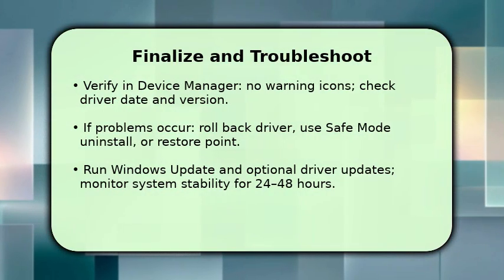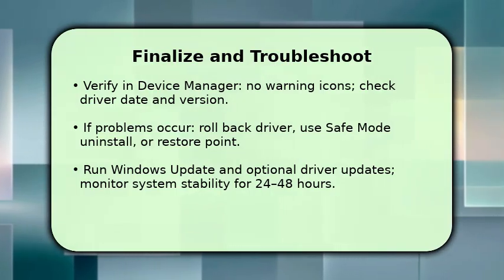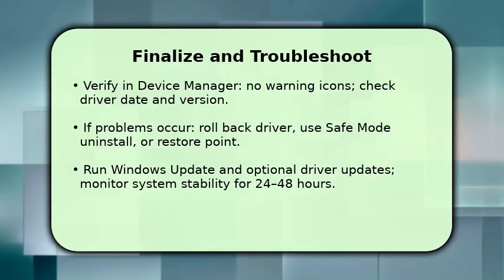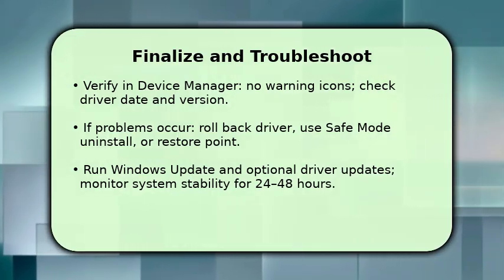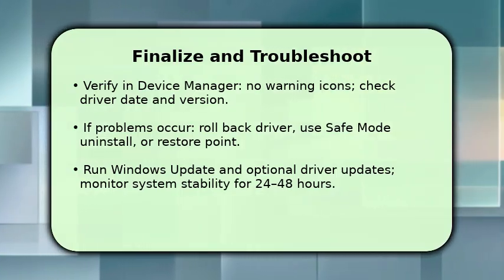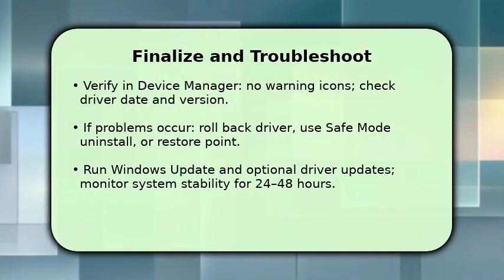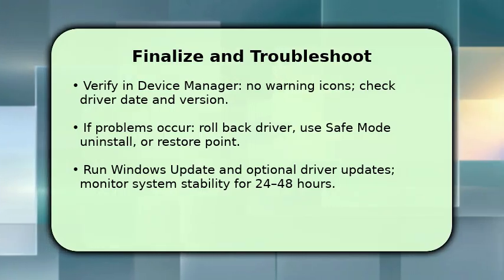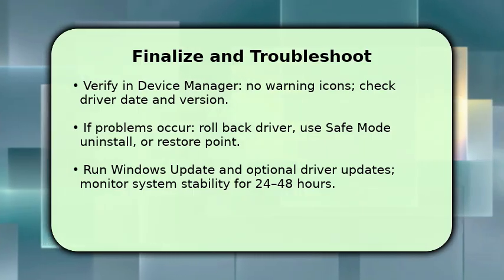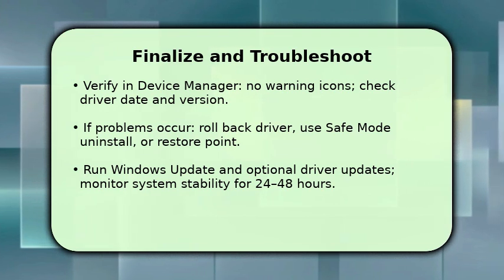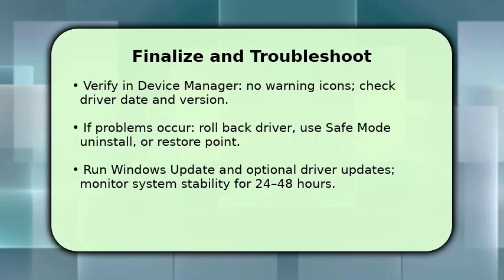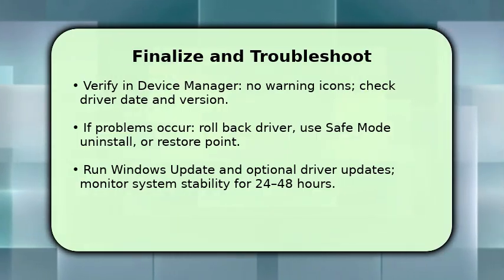Finish by verifying and addressing any issues so your system is stable. Open Device Manager and confirm warning icons are gone. Check driver dates and versions to ensure newer installs applied. If something goes wrong, roll back the driver from Properties, uninstall in safe mode, or restore the system point you created earlier. Once stable, run Windows Update to catch optional drivers and monitor system behavior for 24 to 48 hours. If persistent errors appear, collect error messages and seek manufacturer support using exact model and driver version.